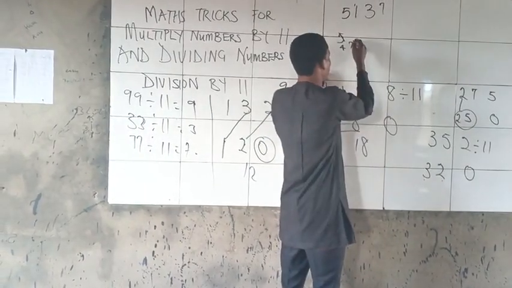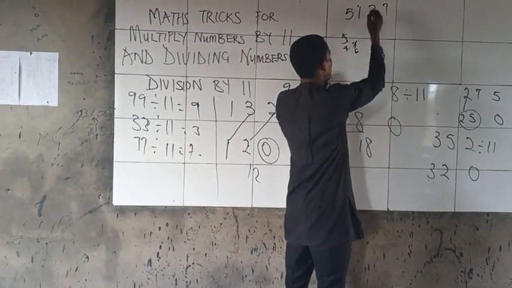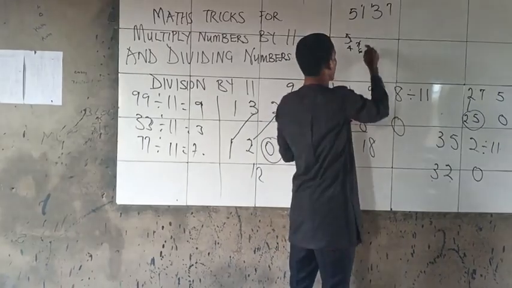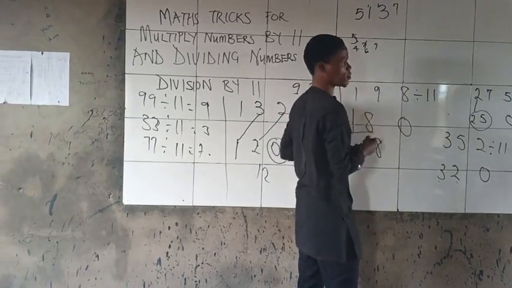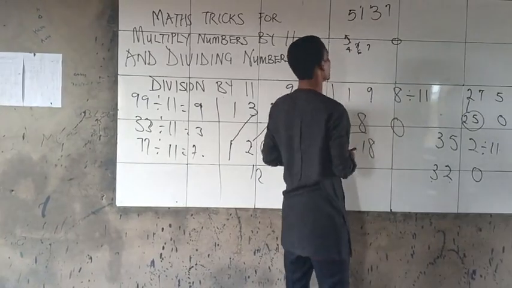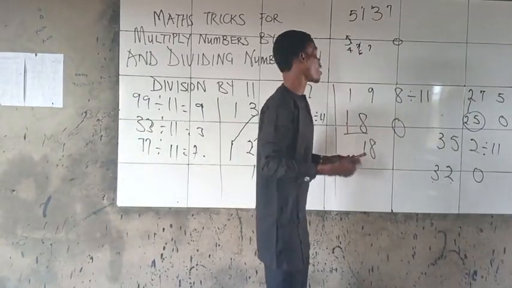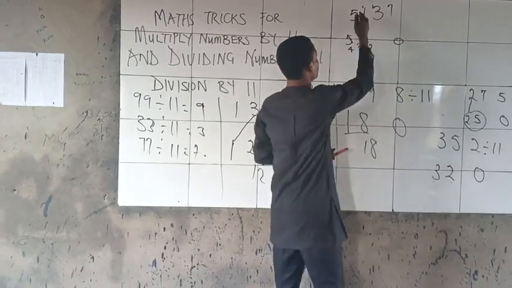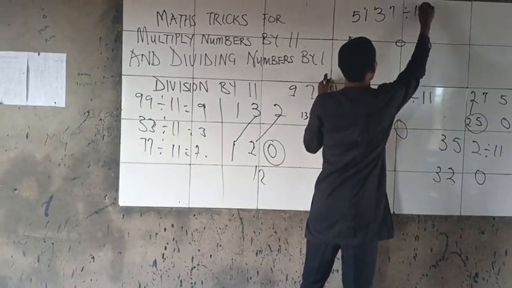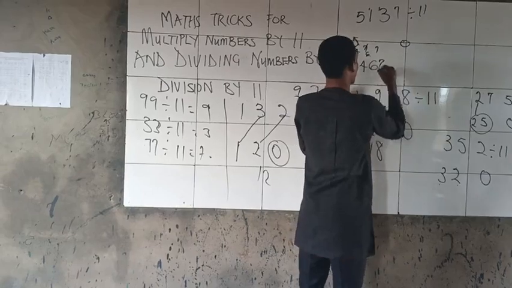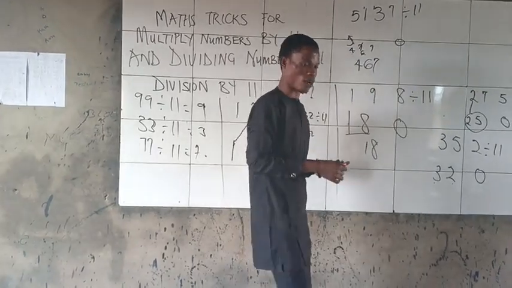So I will borrow 1 from this one, which is 6, and then this becomes what? 13. So 13 minus 6 is what? A 7. Finally, 7 minus 7 is a 0, meaning that 5137 is actually a multiple of 11. And when you divide 5137 by 11, you are getting 467.